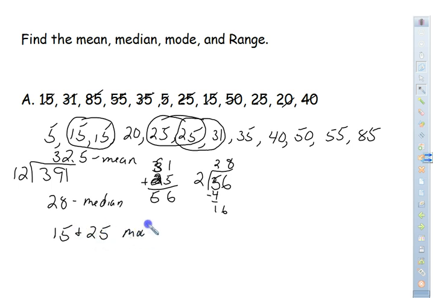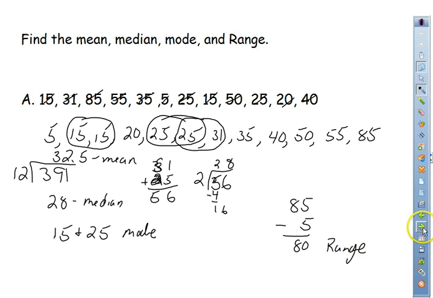That is my mode. And my range is simply subtracting the largest, which is 85, and my smallest, which is 5. And subtract, and we get 80. That is my range. Okay.